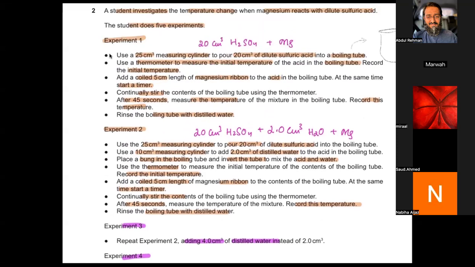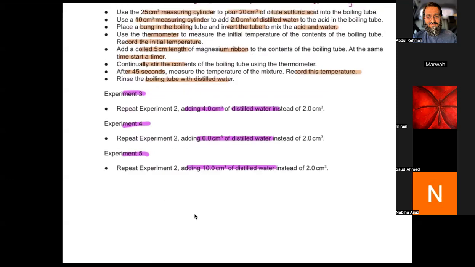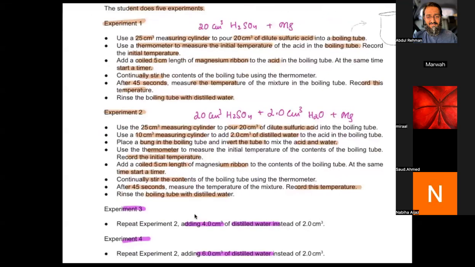So in experiment 1, we use the dilute sulfuric acid. In experiment 2, we increase the volume by adding water. And then in experiments 3, 4, and 5, we further dilute the acid solutions by increasing the volume of water. Till here, is this clear to all of you? Yes, if any one of you has any confusion in the method of the experiment, please ask.